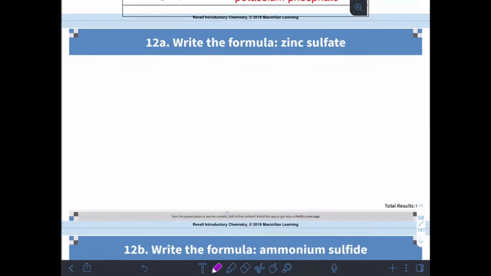All right, so switching gears here a little bit. Instead of going from formula to name, now we're going to start going from name to formula. So the strategy here is to write the ions with their charges.